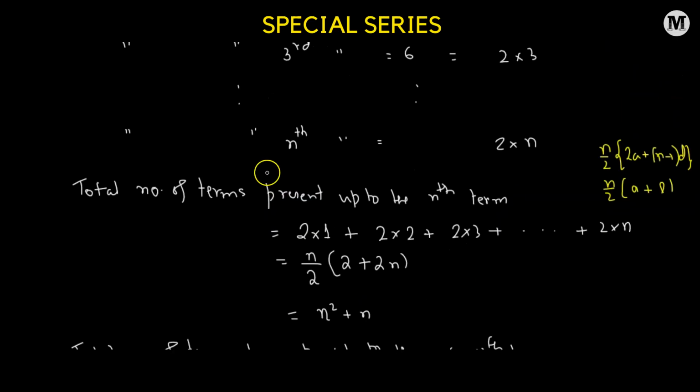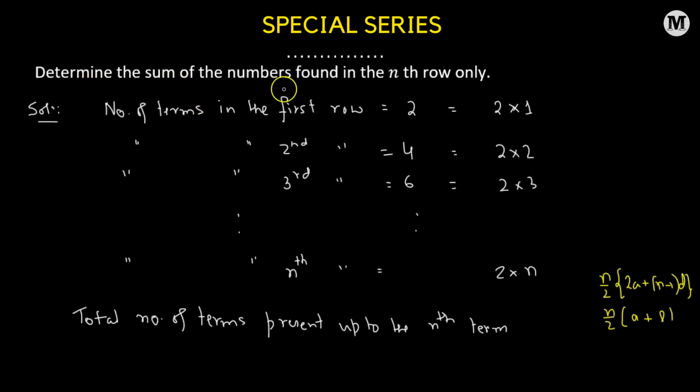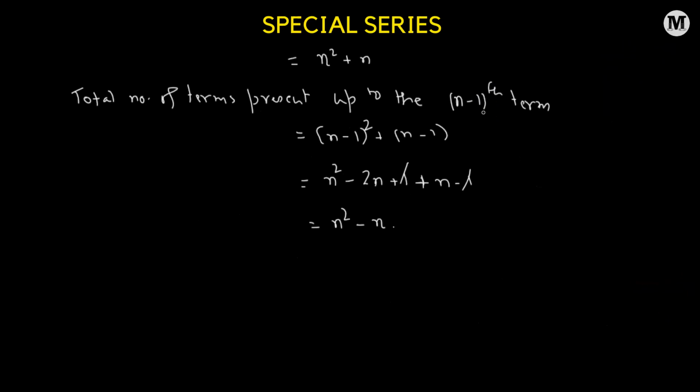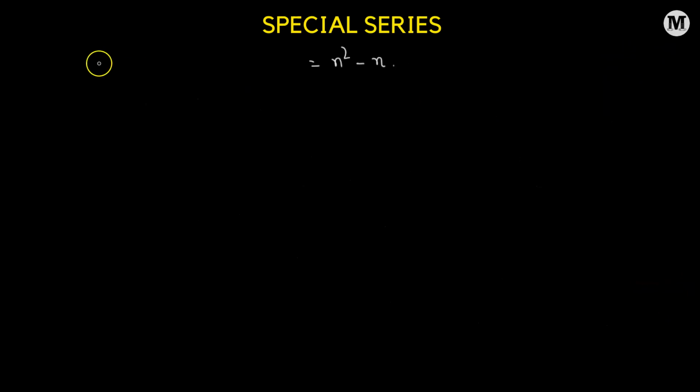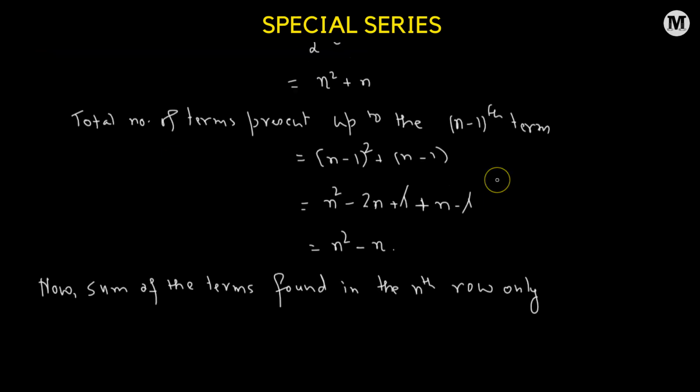Now let's go back to our problem. What we have to find out? We have to find out the sum of the natural numbers found in the nth row only. So what we will do to find out the sum of the terms found in the nth row only, we'll take the total sum.